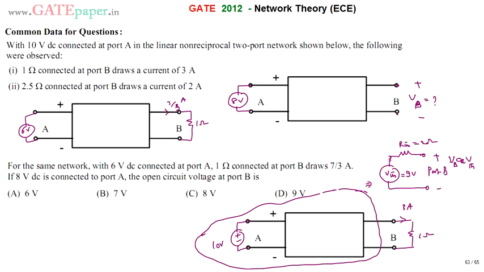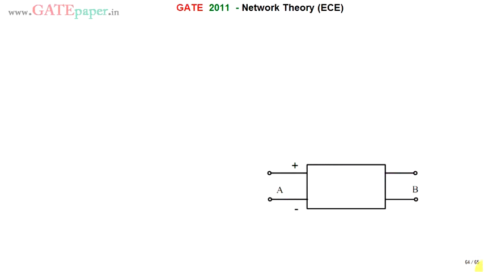Can I say that VTH is equal to 9 volts? The answer VTH is equal to, that is V at port B, the open circuit voltage at port B is equal to 9 volts. Is this the answer? This is not the answer. Why? Whenever you are going with any circuit, if voltage changes for a complex circuit, VTH changes, but not RTH. First we will prove this one, later we will go for the actual question.